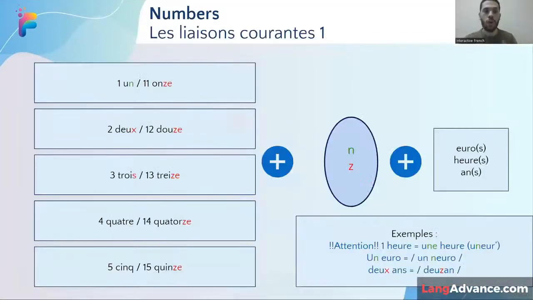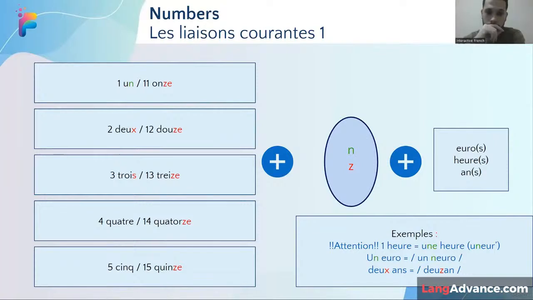Moving on now to what we call les liaisons courantes. If you have seen the chapter about the présentation, you've probably seen la liaison. La liaison, that means linking, okay? So here we're talking about linking the number with the noun that comes next. The noun that comes next can be euro, heure, or an. So by linking, we mean that we would hear the last letter.